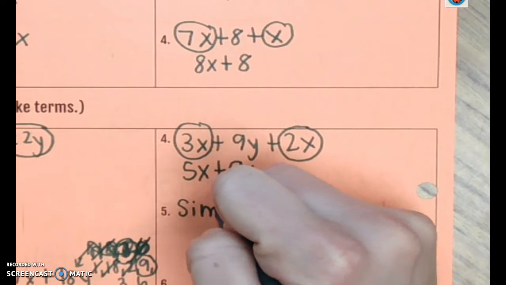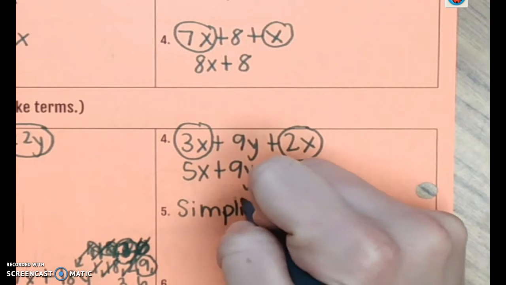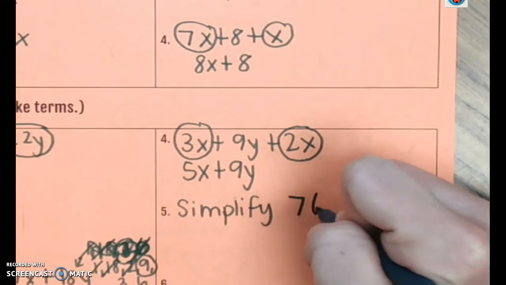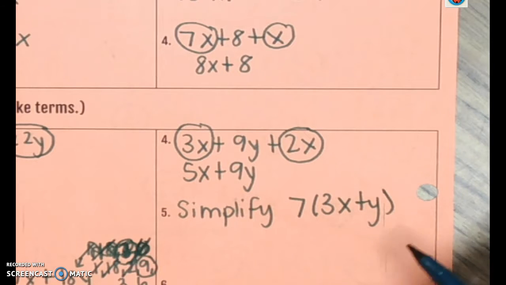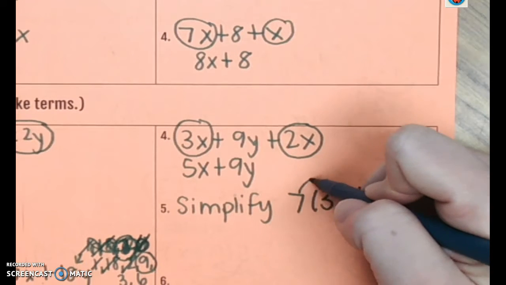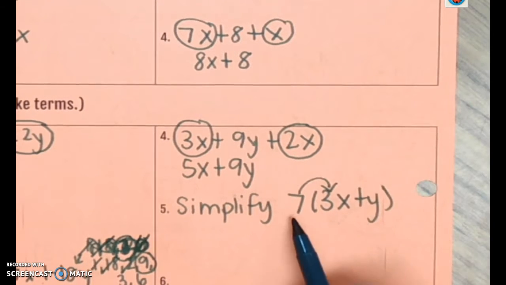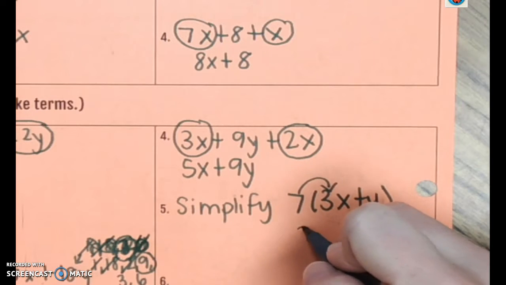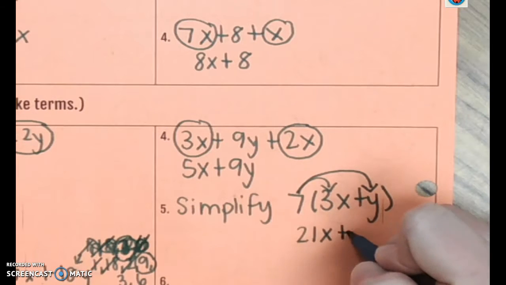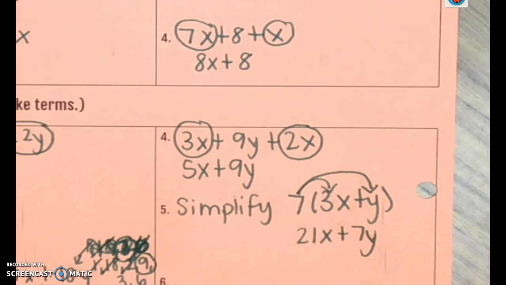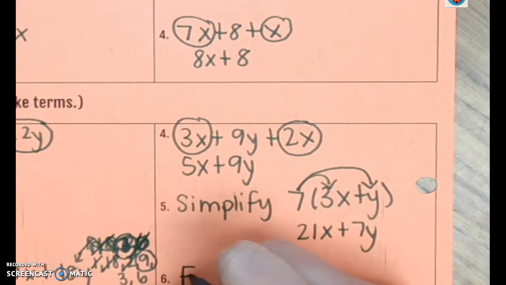Next, we're going to simplify 7, and then in parentheses, 3x plus y. This is distributive property because that's what it's set up by. So the guy on the outside is going to multiply with the guys on the inside. 7 times 3x is 21x. And then 7 times y is 7y. And that's our answer.